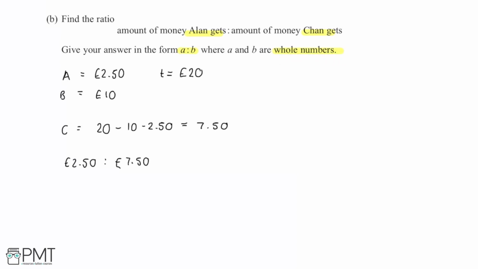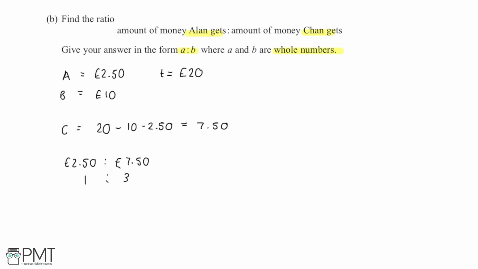So the way that we can do that is we can divide both sides of the ratio by a common factor here, and you probably noticed in this case that both sides are divisible by 2.5. So if we divide both sides of the ratio by 2.5, this leaves us with 1 to 7.5 divided by 2.5 gives us 3. So the ratio here is 1 to 3, where A and B are whole numbers. We need to make sure we get them the right way around, so it's the ratio of Alan to Chan, not the other way around.